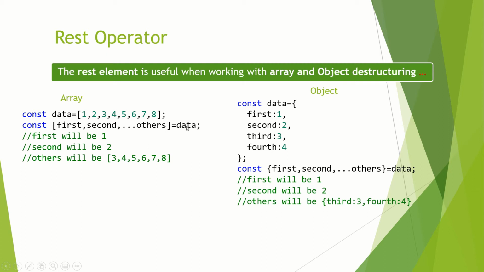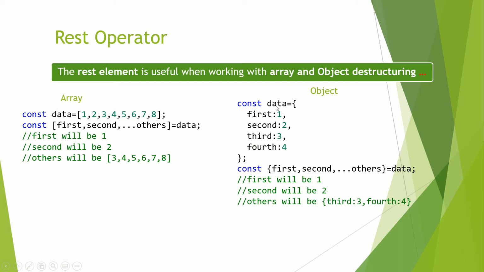So when I assign this data variable to these three variables, it will assign one to the first variable, two to the second variable, and the rest of the values will be assigned as an array to the others variable. By this way we can use the rest operator for destructuring of an array. The same way we can use the rest operator for an object.